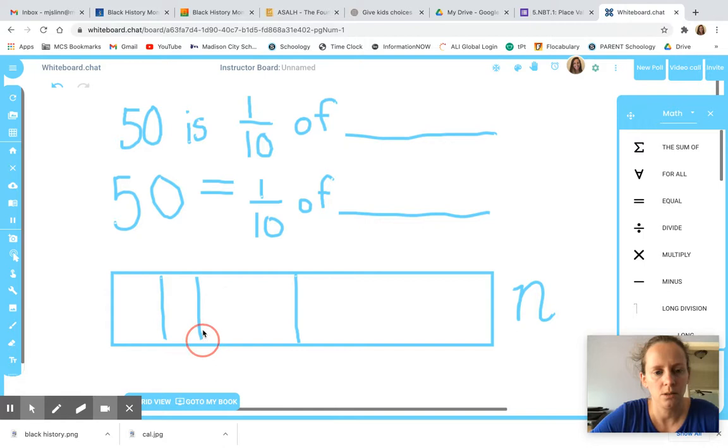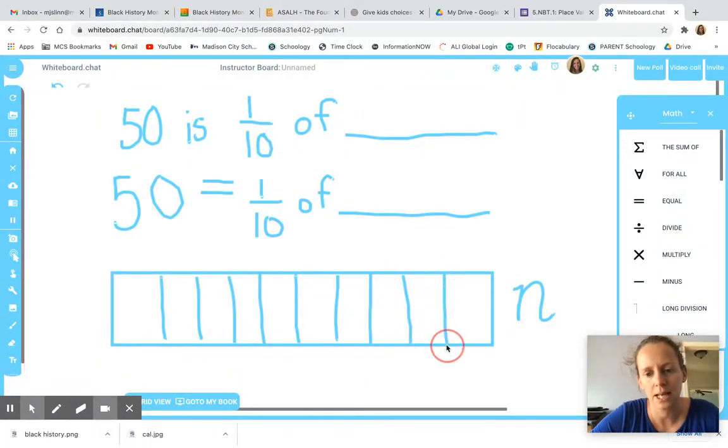1, 2, 3, 4, 5. 1, 2, 3, 4, 5, 6, 7, 8, 9, and 10. Okay, now this larger number, 1/10 of its area is 50. So that means that this must also be 50, and the next one is 50, and the next one is 50, and the next one is 50.